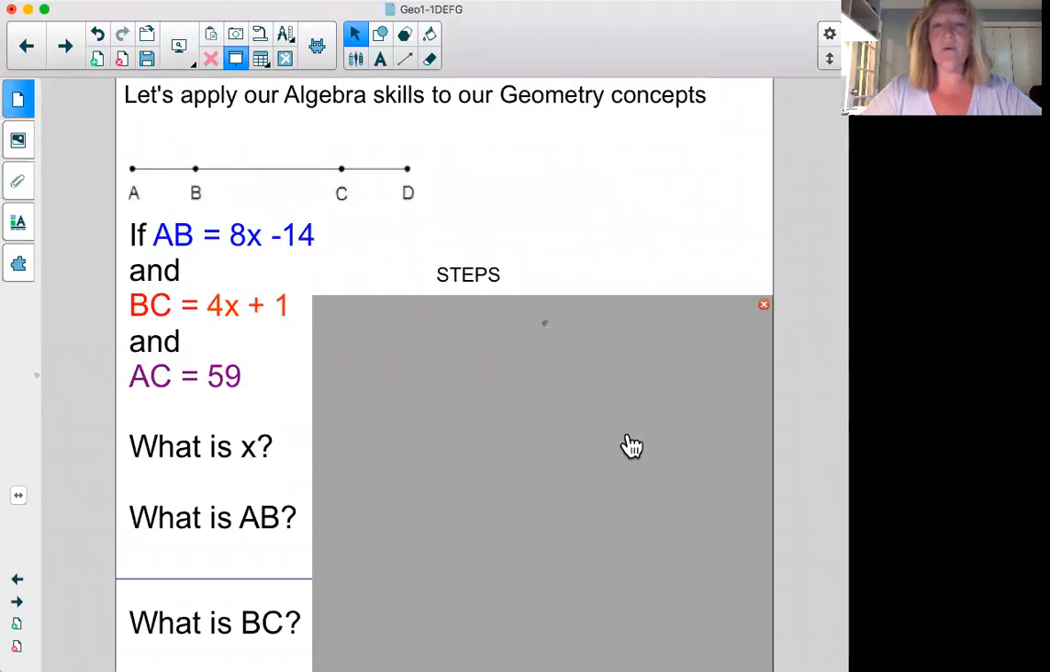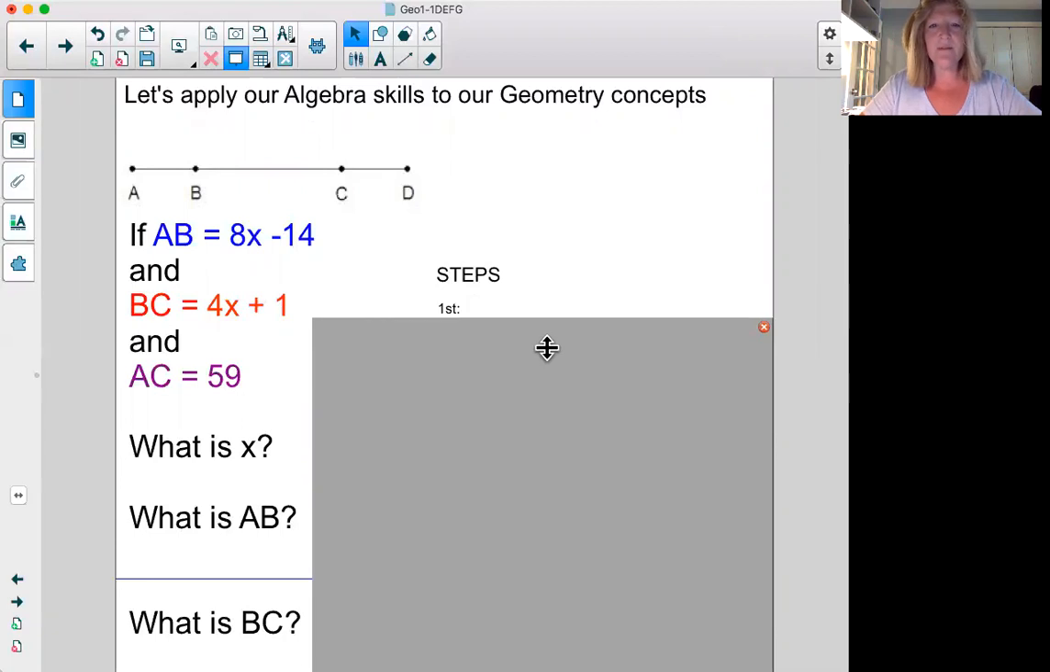So here's an example of when we can apply our algebra skills to this geometry concept. In this case, we're told that the measurement of segment AB is represented by this algebraic expression. And we're told that the measurement of BC is represented by this algebraic expression. We're also told that the whole measurement of AC is 59 units. Now notice in this case, we're given something for AB, something for BC, and something for AC. So for this particular problem, CD is just dead to us. It's extra information. It doesn't factor in.